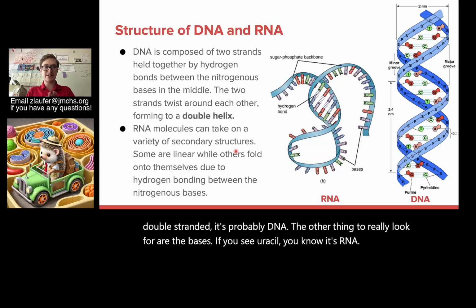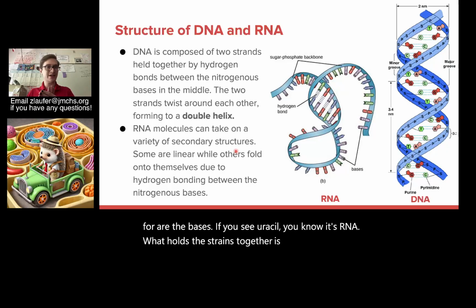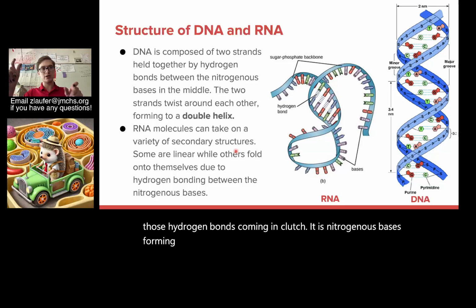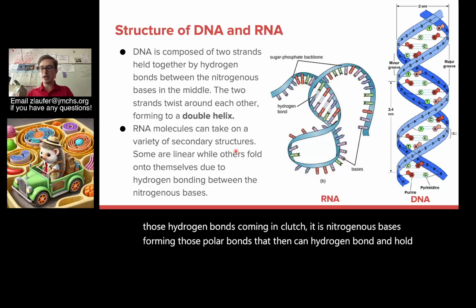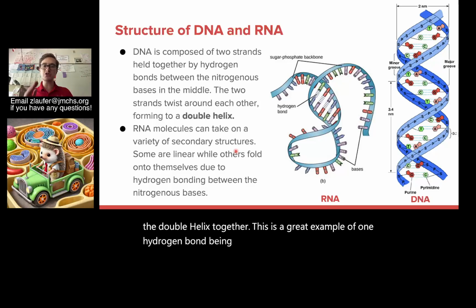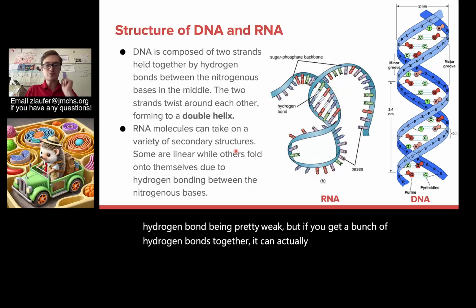What holds the strands together is hydrogen bonding. So again, those hydrogen bonds coming in clutch. It is nitrogenous bases forming those polar bonds that then can hydrogen bond and hold the double helix together. This is a great example of one hydrogen bond being pretty weak, but if you get a bunch of hydrogen bonds together, it can actually hold its structure.